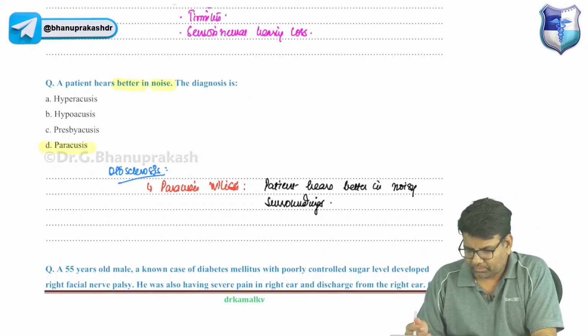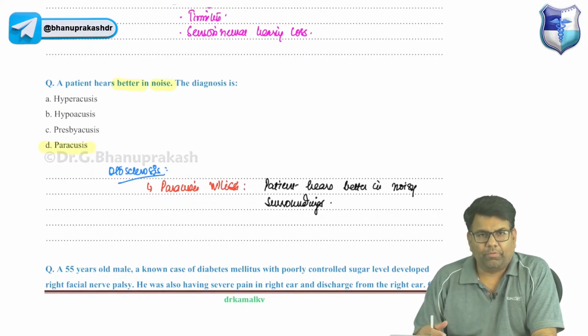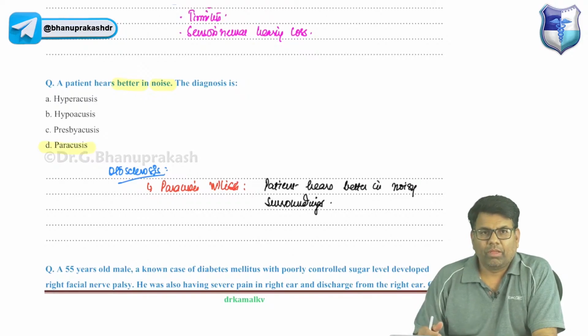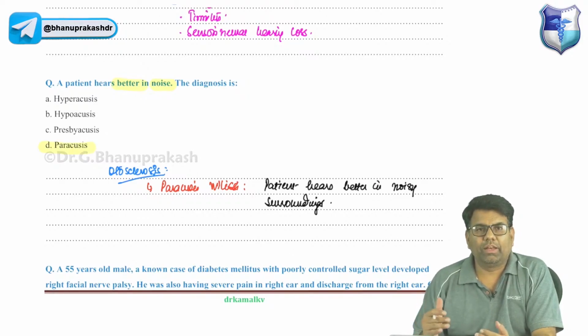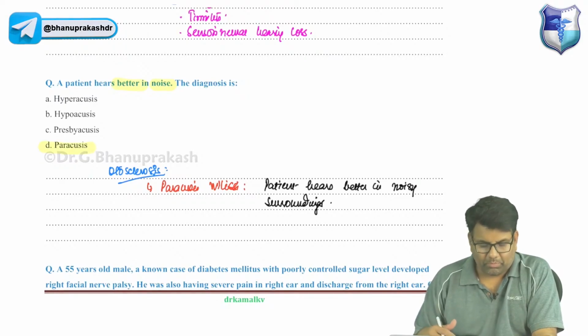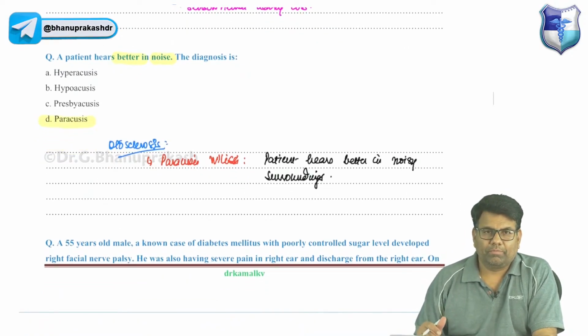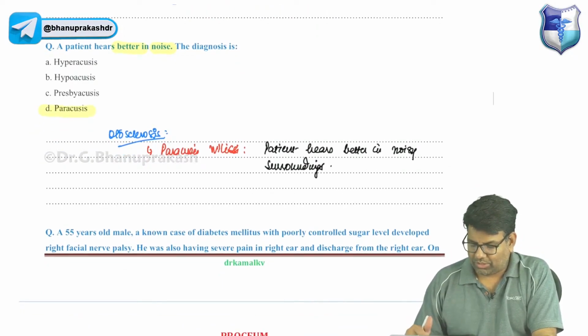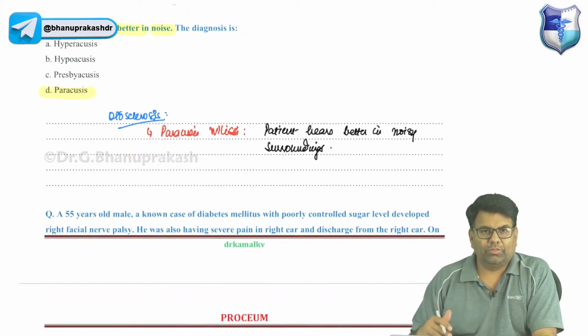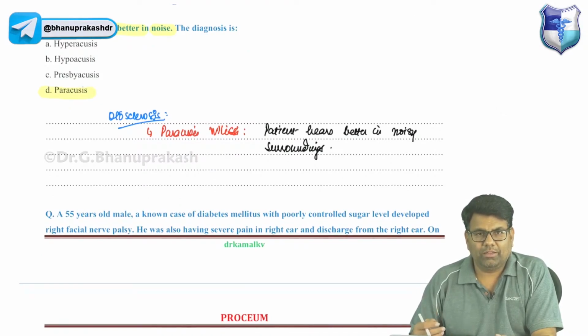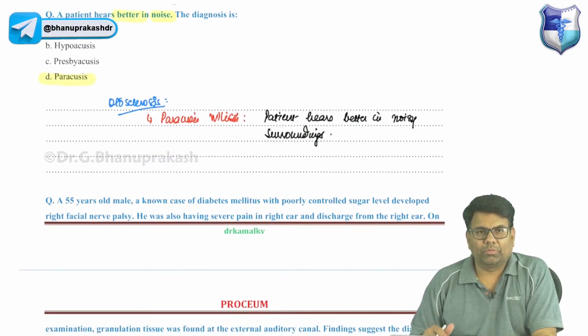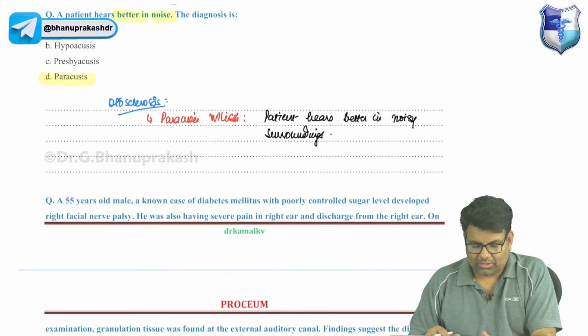That's so because the people surrounding the patient, being in a noisy environment, will speak a little louder, and the patient takes advantage of that, and therefore is able to listen to them better as compared to the usual way of talking, right? So in noisy surroundings, the patient hears better, but if it is quiet and people are speaking in a low volume, then it is very difficult for the patient to understand. So this is known as paracusis willisii, a very characteristic feature of otosclerosis.